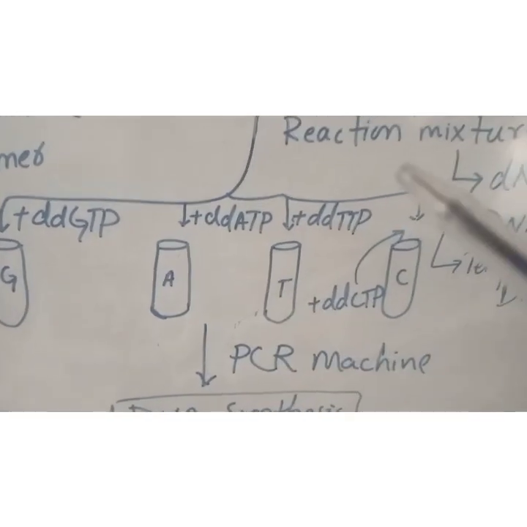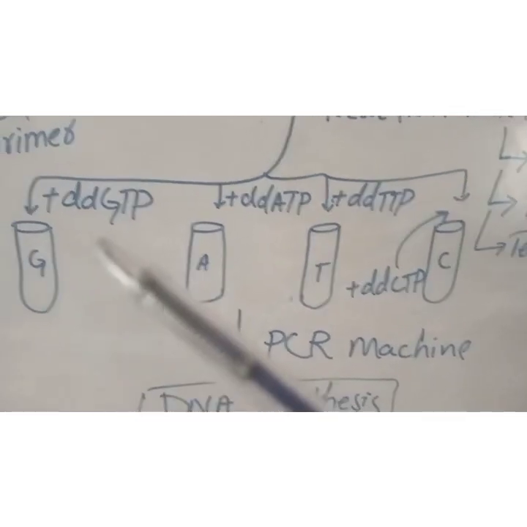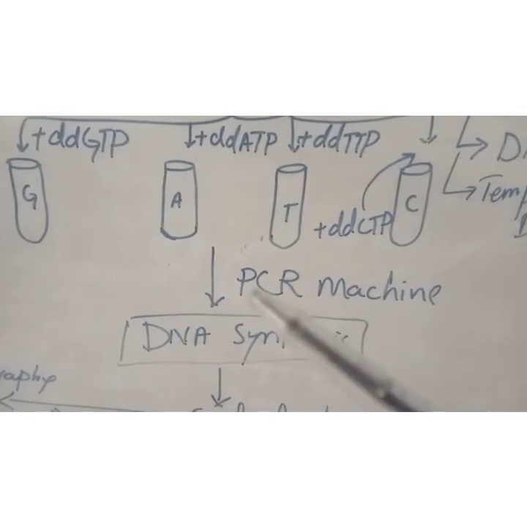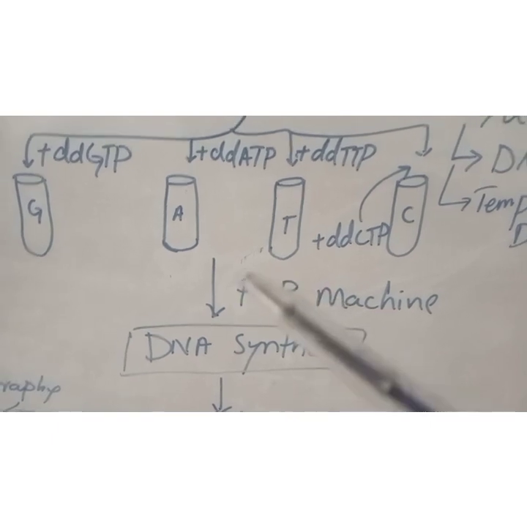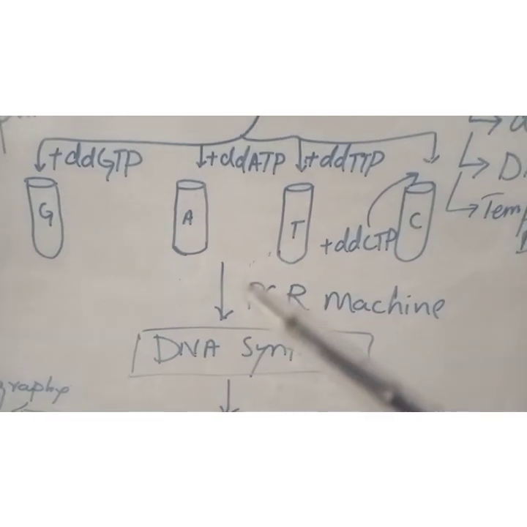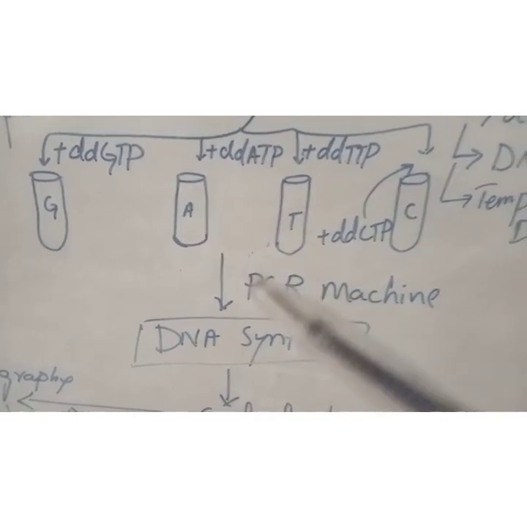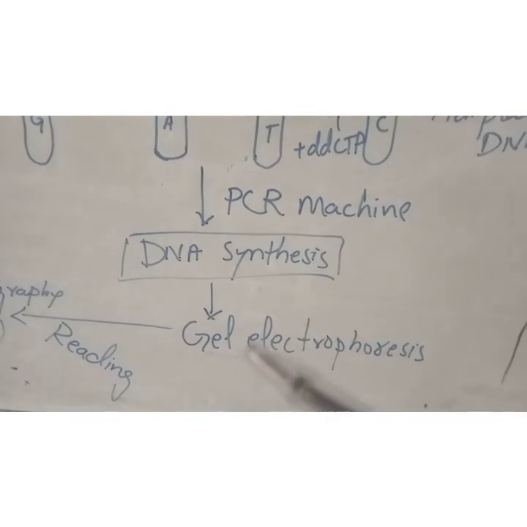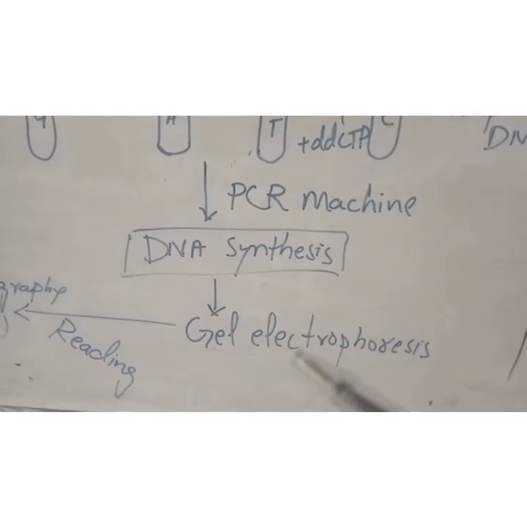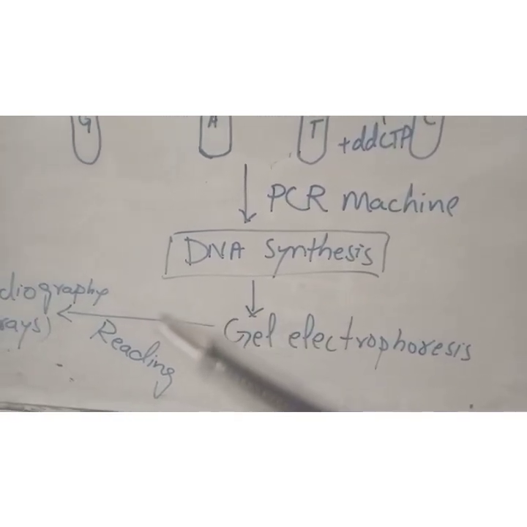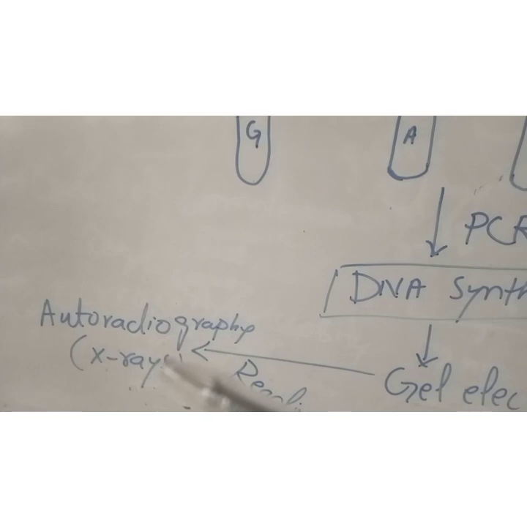After addition of the reaction mixture as well as all these ddNTPs, these four tubes are placed into the PCR machine, where multiple copies of the DNA are formed, meaning DNA synthesis takes place in the PCR machine. After DNA synthesis, fragments of DNA are separated through gel electrophoresis, and after that, the sequences are read out through autoradiography, where X-rays are used.